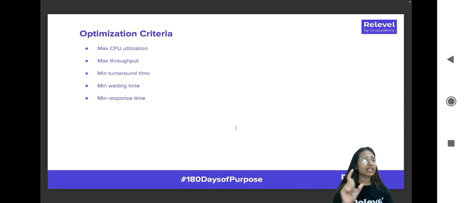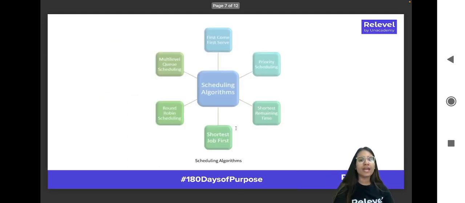And with these things, we want to always keep in mind that the CPU utilization is high, the throughput is high, meaning you can execute more processes per unit time, the turnaround time, that means the total time it takes to execute a process, is low, the waiting time is also low, and the response time is also low. And with this, we will start our discussion of all these algorithms in our next video. Some are preemptive scheduling algorithms, some are non-preemptive scheduling algorithms, and we will talk about all of them in detail. So with this, let's end the video right here.